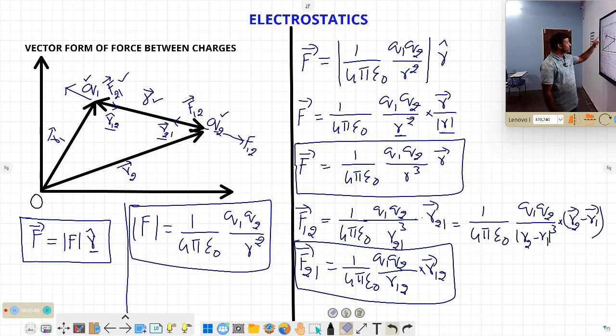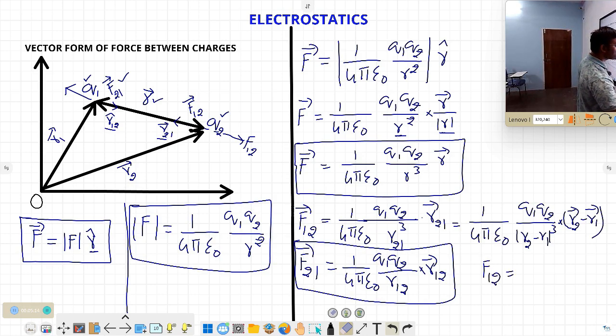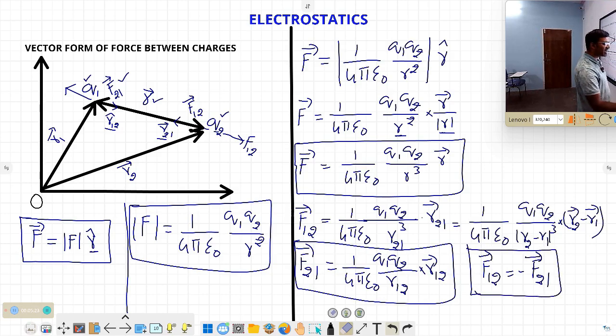If you observe this, both are acting along the same line. So we can say here F12 becomes exactly opposite, equal to minus F21. So both are equal in magnitude and opposite in direction. So they form an action-reaction pair along the line joining the two charges. So using the vector form of representation, we are able to express this. We use this methodology in solving slightly advanced level questions.